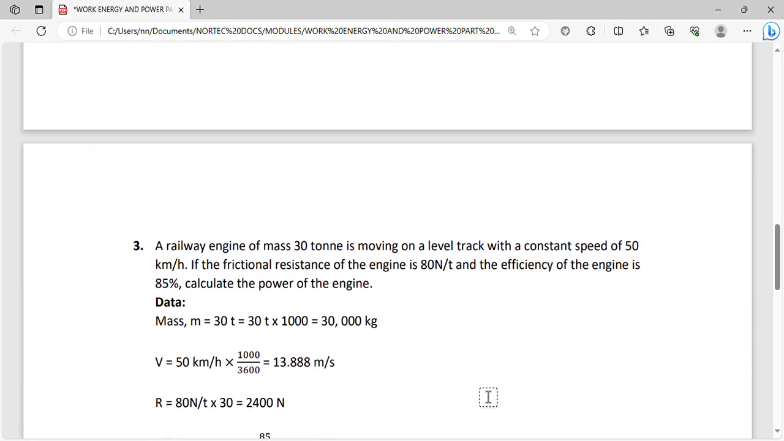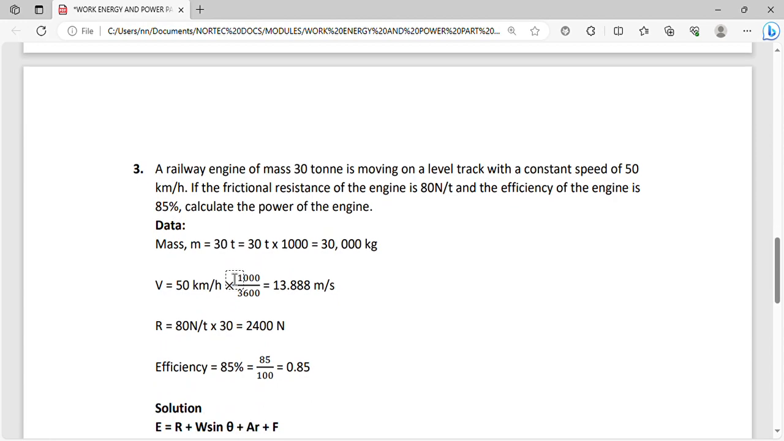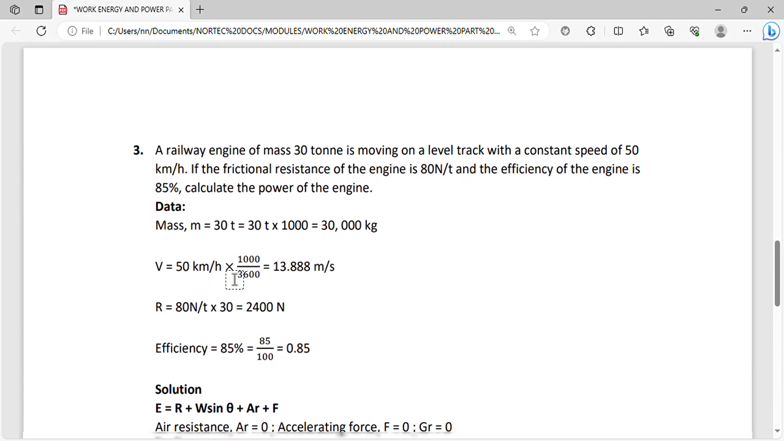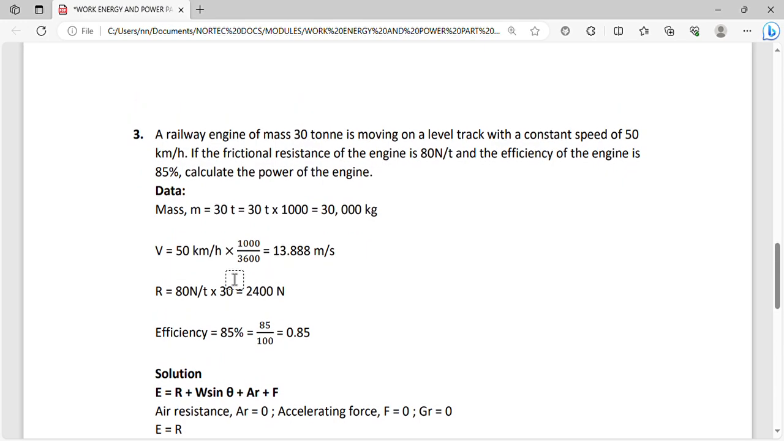Right. Now this one, it's a bit interesting. It says we have a rail engine having a mass of 30 ton, moving on a level track with a constant speed of 50 kilometers per hour. Then we've been given the friction resistance, 80 newtons per ton, and we also have the efficiency of the engine, which is 85%. Then we want to find the power of the engine.